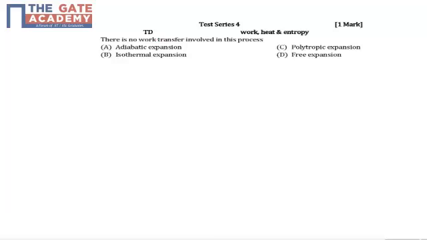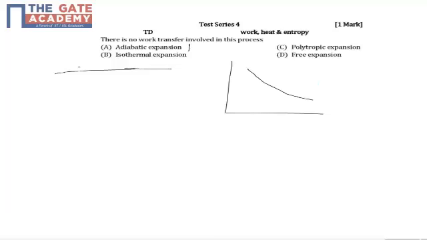Okay, this is a question from thermodynamics. There is no work transfer involved in... Okay, the adiabatic expansion basically produces work, which is something like this. Polytropic expansion is also something like this, a curve but of different slope. Isothermal expansion is also like this, but with the law that PV is equal.